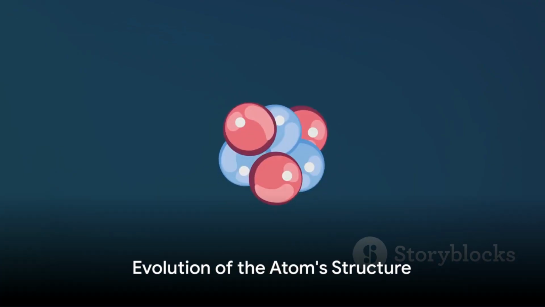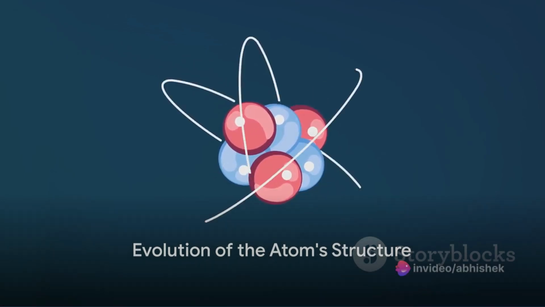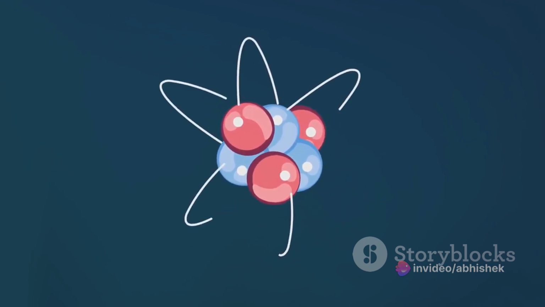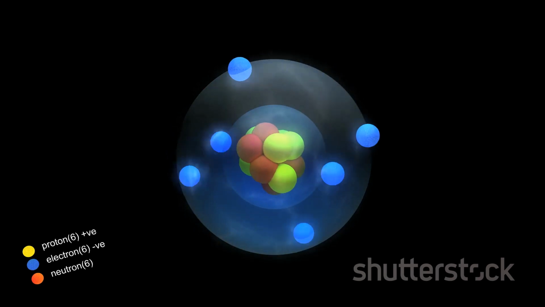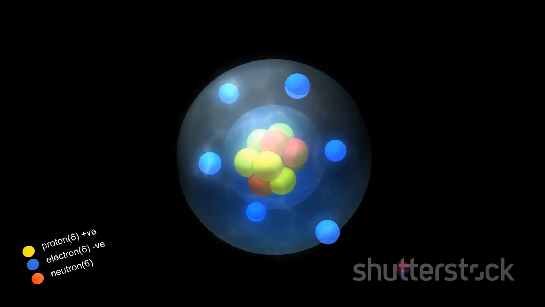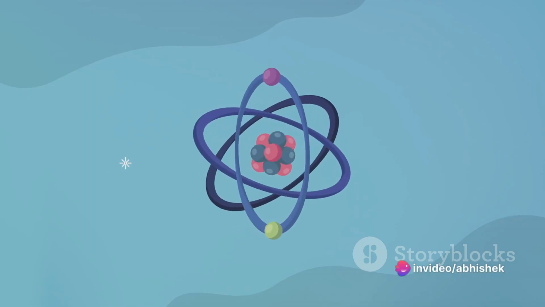In summary, the understanding of the atom has evolved dramatically over centuries. From Democritus's uncuttable atom to Dalton's elemental atoms, Thomson's plum pudding model, Rutherford's nuclear model, and Bohr's orbital model, each step has brought us closer to our current understanding of the atom's structure.